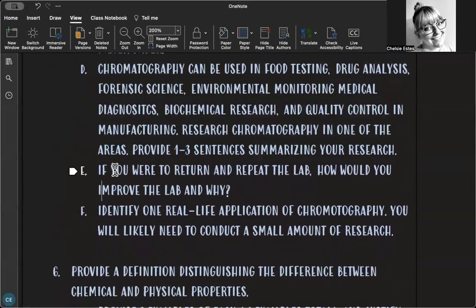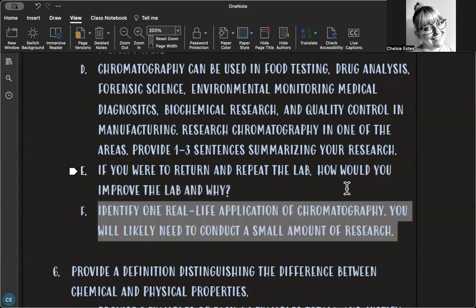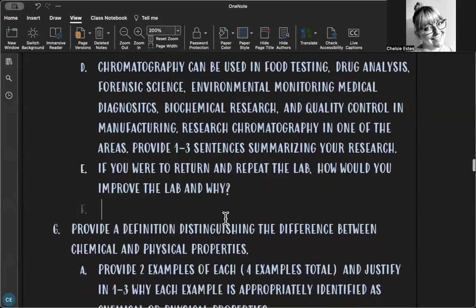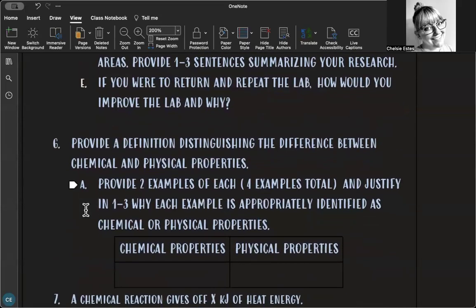If you were to return to and repeat the lab, how would you improve the lab and why? Identify one real-life application of chromatography. And you will likely need to conduct, oh, you know what? We're going to remove this part because we kind of do that above. I'll send you the updated version.